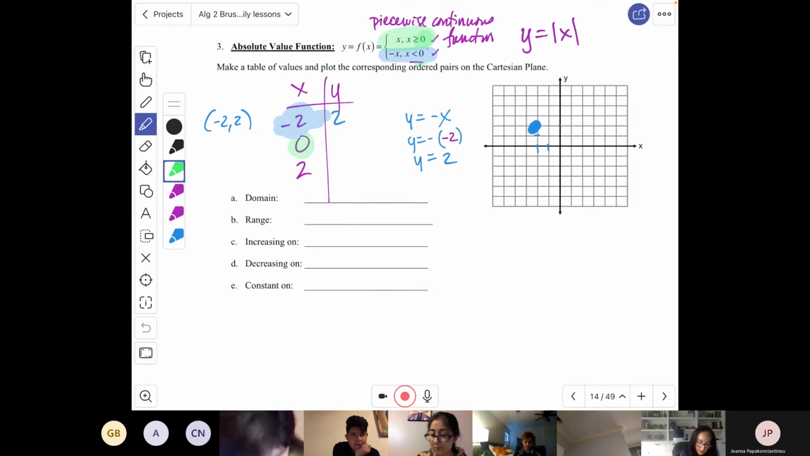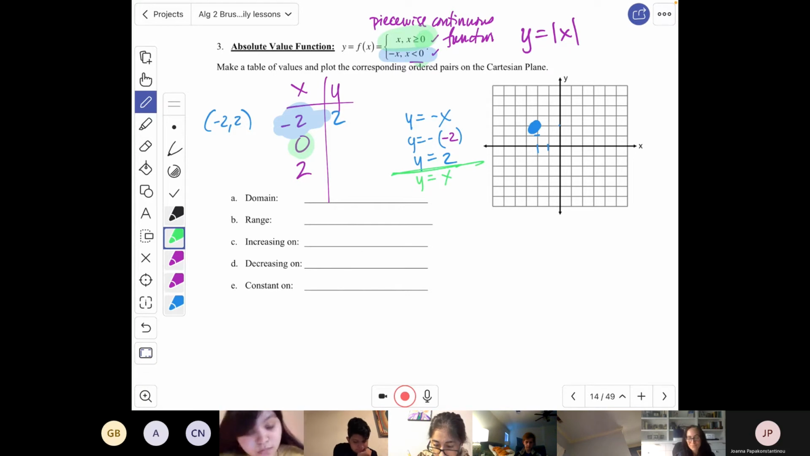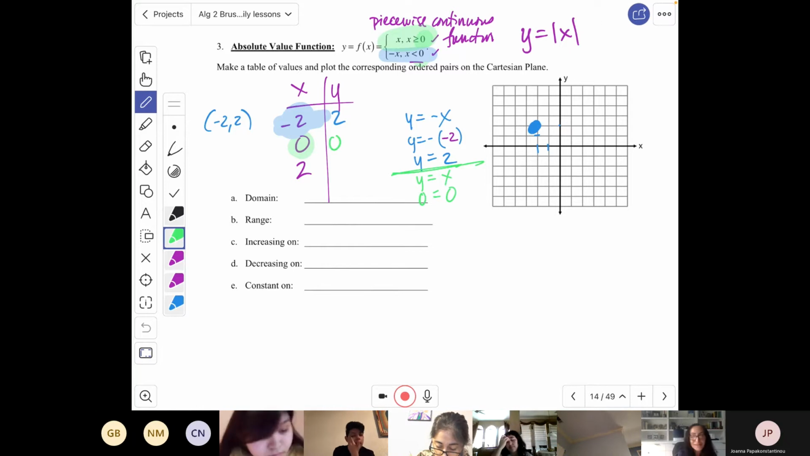So if I substitute in 0 into y equals x, because now I'm using the first equation. If I substitute in 0 for x, what is y? It is 0. That is correct. Trust yourself. So I have the point (0, 0).